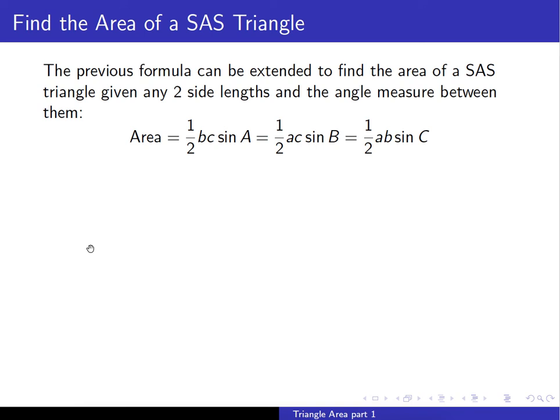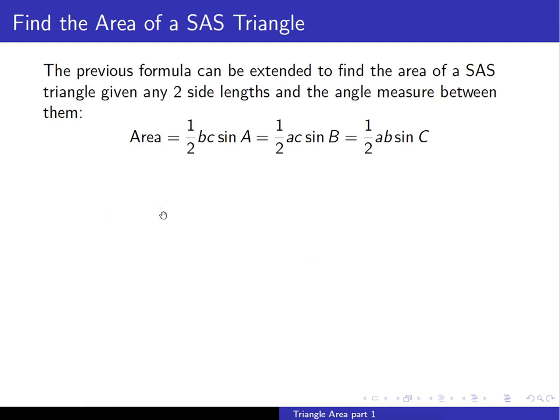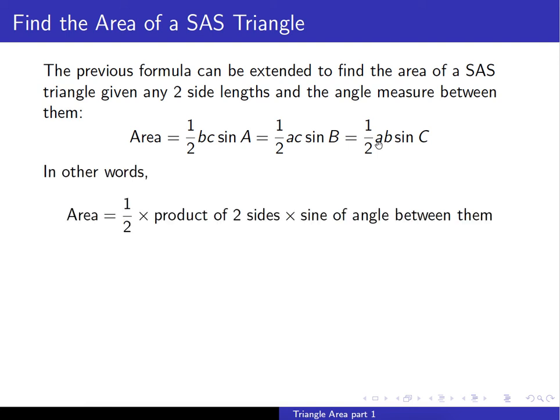The previous formula can be extended to find the area of a side angle side triangle if you have any two side lengths and the angle measured between them. So we have 1/2 bc times the sine of A, which is what we stated here. However, depending on where we drew our altitude from, we could also use 1/2 times AC times the sine of angle B, or 1/2 times AB times the sine of angle C. In other words, the area of a triangle is half the product of two side lengths times the sine of the angle between them.